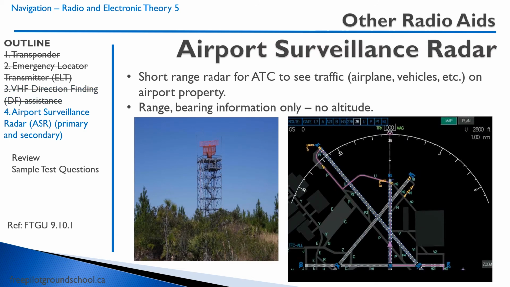Lastly, we have aerodrome surveillance radar. This is a primary short-range radar that gives range and bearing information only, no altitude, and it will point out to air traffic control all the traffic. And so they can see on the radar, let's say a vehicle accidentally drives on the runway, they will see that. And let's say it's foggy out, plane's coming in to land. Oh, there's something on that runway, you need to get rid of it. So that's how ASR works, but you just need to be aware of it. Obviously, you don't need to know how to use that. That's for air traffic controllers.